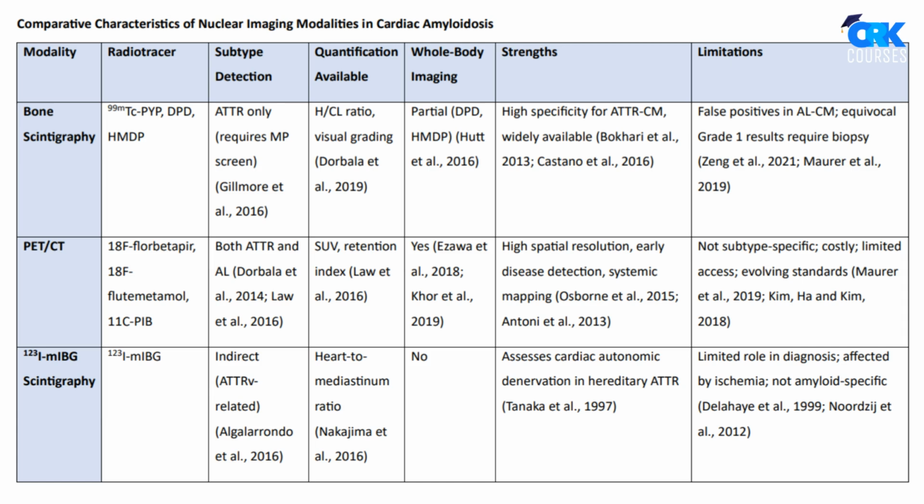Finally, 123I-MIBG scintigraphy. This technique evaluates cardiac autonomic innervation, particularly in hereditary ATTR cases. It does not directly visualize amyloid, but instead measures a heart-to-mediastinum ratio to infer denervation. Unlike the other modalities, it does not support whole-body imaging. Its strength lies in assessing autonomic involvement in variant ATTR. However, its diagnostic role is limited. Results can be influenced by ischemia, and the technique is not amyloid-specific.